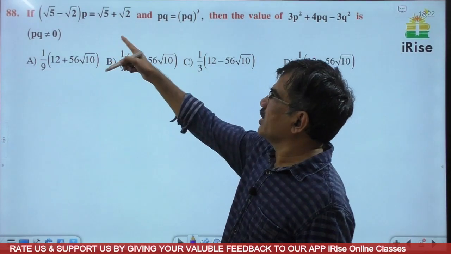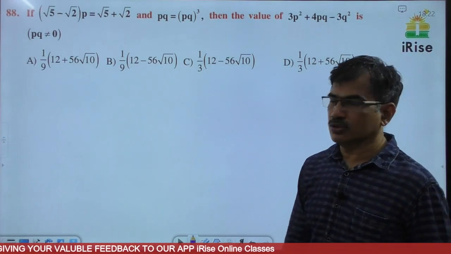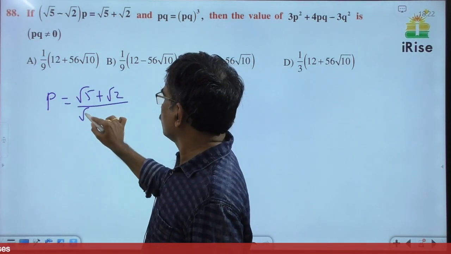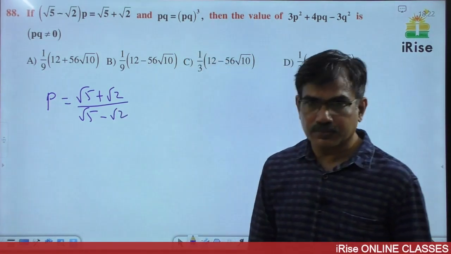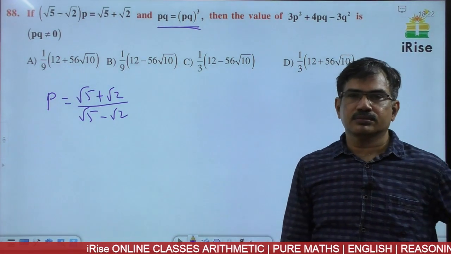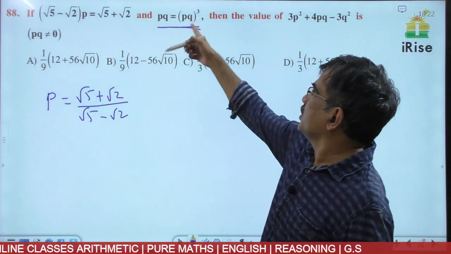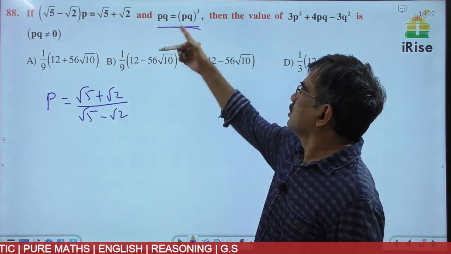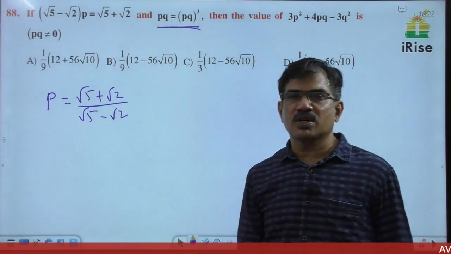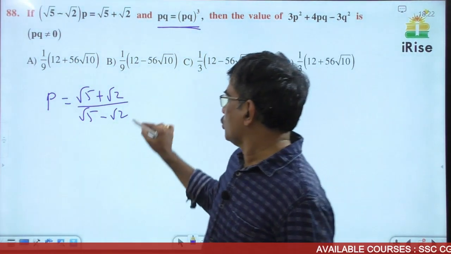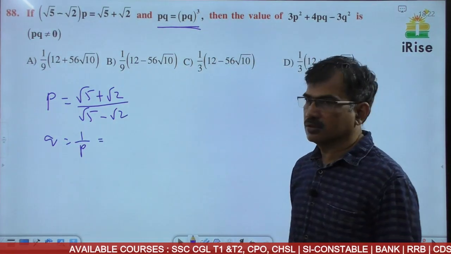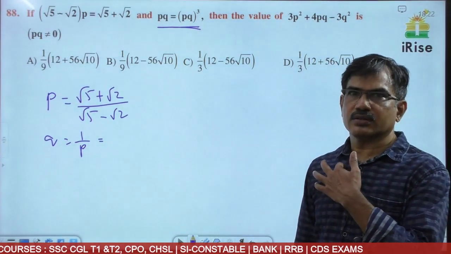If (root 5 minus root 2) p is equal to root 5 plus root 2, so what is the p value? First, p is root 5 plus root 2 by root 5 minus root 2. The given condition is pq is equal to (pq) whole cube. What is the meaning of this? Here (pq) whole cube is equal to pq. One pq cancels, (pq) whole square is equal to 1. So pq must be equal to 1. So q is the reciprocal of p.